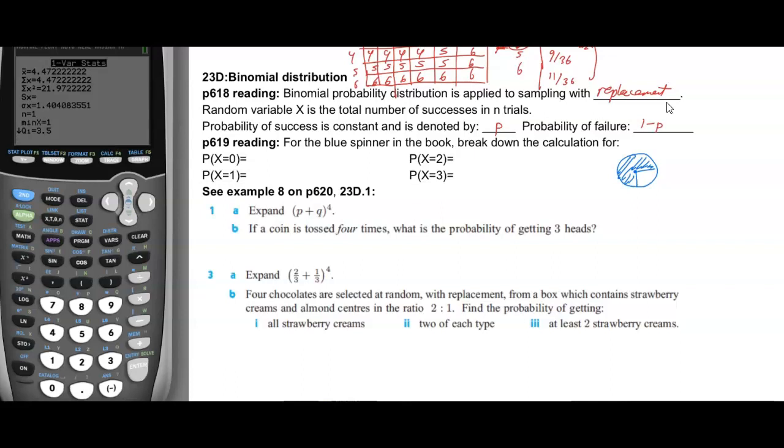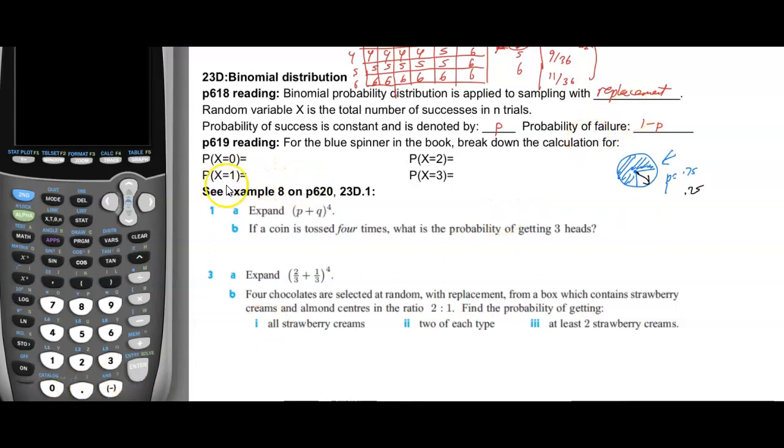For the blue spinner in the book, I drew a little picture here so that you can see what the spinner looks like, even if you don't open up the book. So if you have a spinner where 75% of the region is blue, what is the probability that you get a blue spin? It would be 0.75, right? And the probability you get a white spin is 0.25, right? So the p-value is 0.75 in this case. What is the probability if you spin 3 times? If you spin 3 times, what is the probability that you get 0 blue spins?